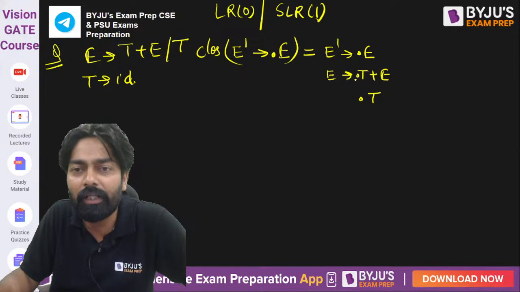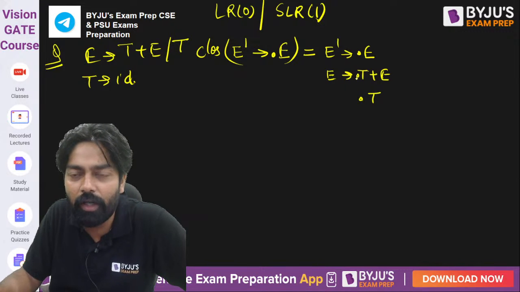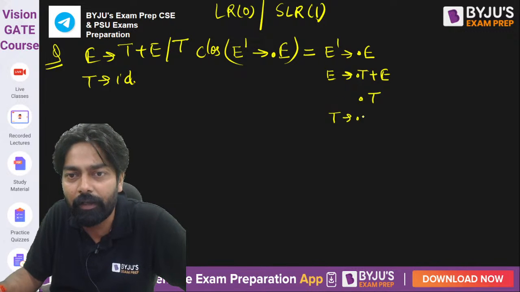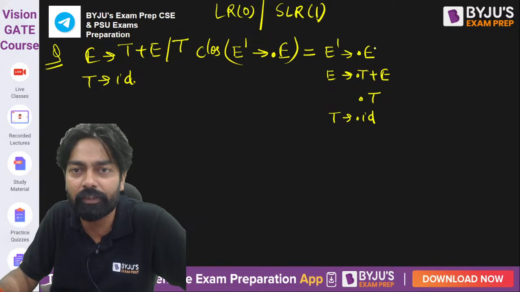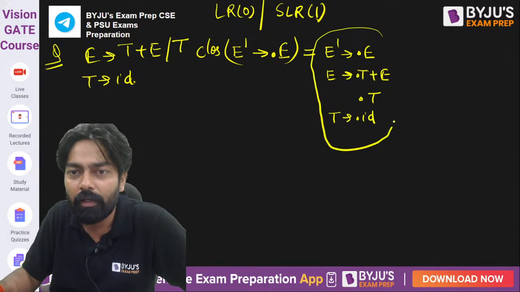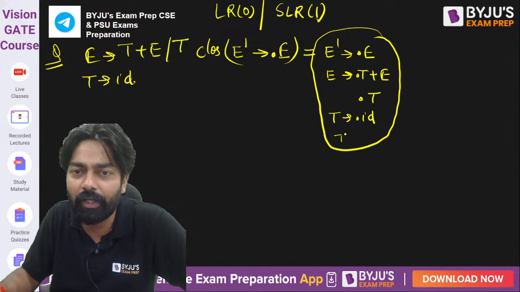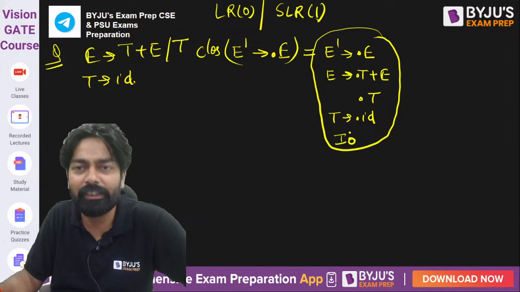Now see clearly, once again after the dot, what happened? A variable is there. If a variable is there, then add the grammar: T goes to dot ID. Is that clear, my dear friend? That is the closure of this one. So that is nothing but I0, the first state of the DFA.